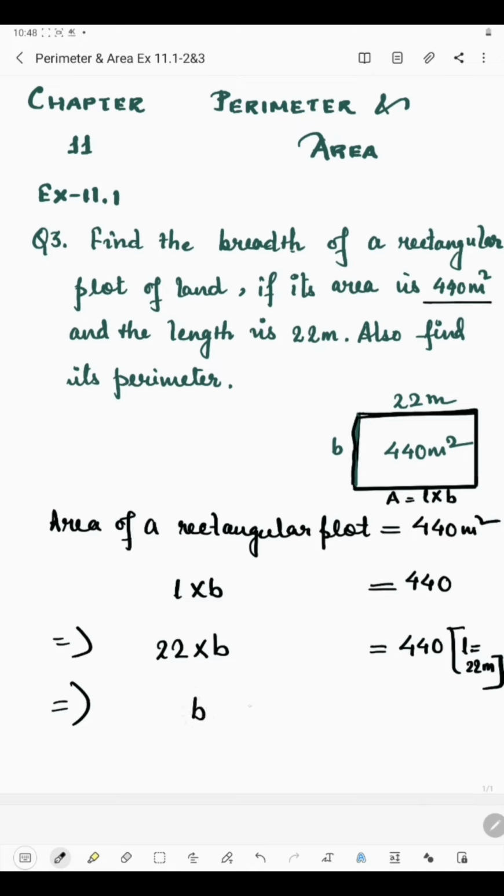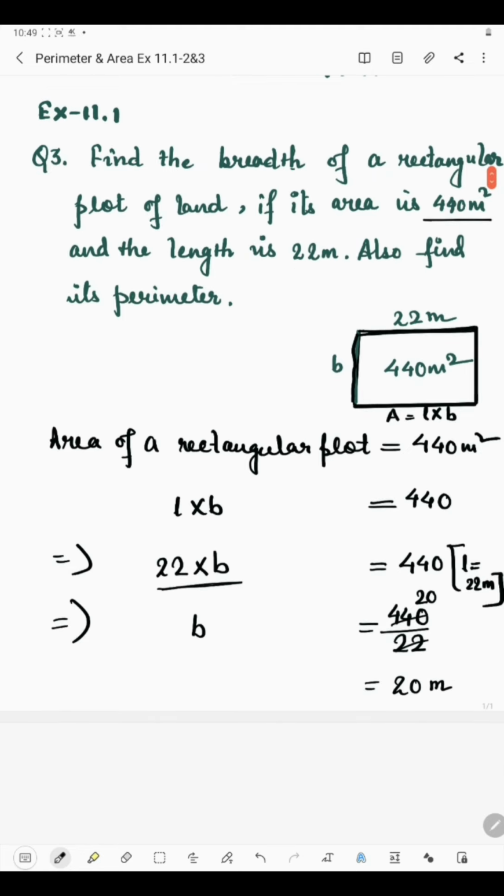Breadth should be alone here, and we will just have to transpose 22 to the other side. Now this is given in multiplication form, so after going to the other side it will be division. So what will be the value of B? It's 440 divided by 22. Cleared? Now 22 2s are 44 and 1 zero, so it's 20. So the value of B is 20 meter.